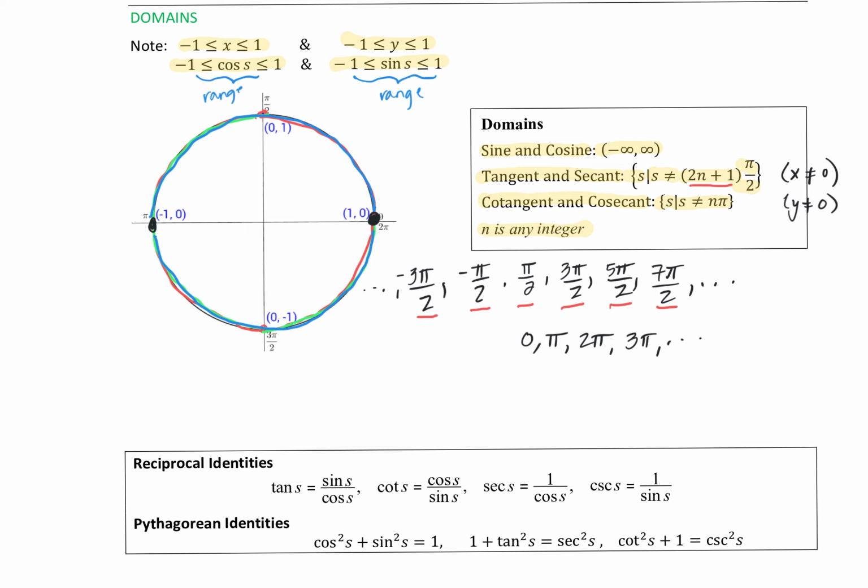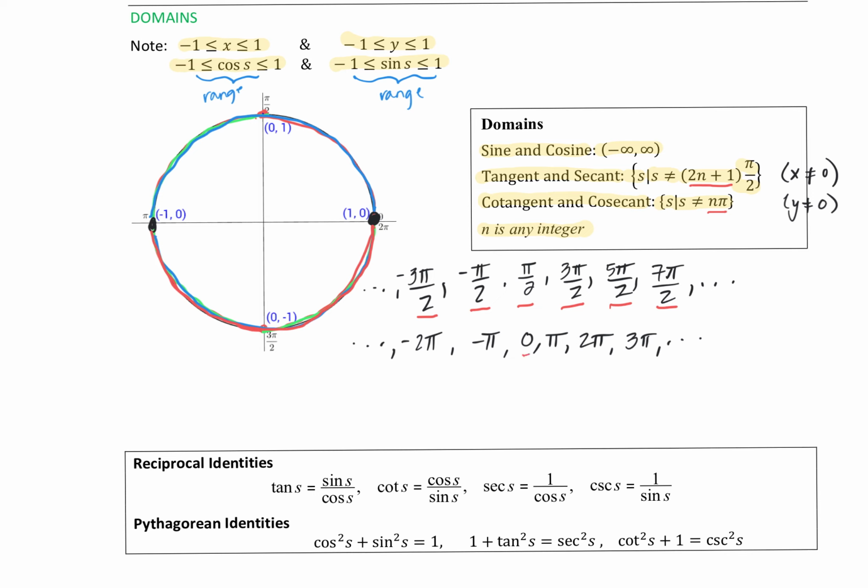We can't use these values, but we also can't use negative pi. If we were to go in the opposite direction, starting at the point 1, 0, and go opposite a distance of pi, we will get to the point where the y value is 0, so we can't use negative pi. Keep going around, we'll be at negative 2 pi, and so on. So we have to take these values out. The most efficient way to write that is by n pi. So take any integer times pi, and that will correspond to one of these points.